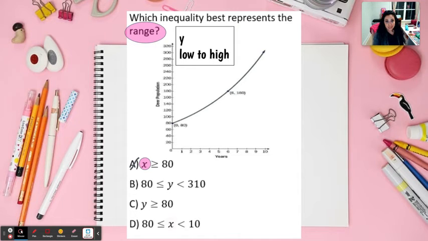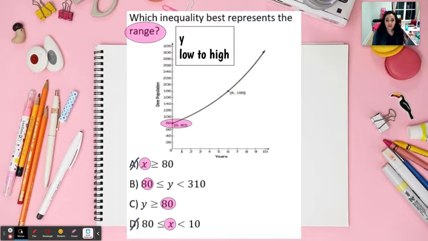Same goes for answer choice D. We have an x here. Again, x represents your domain, so D is incorrect. So we've narrowed it down to B and C. Since I'm going low to high, my low value is right here at 80. It's a little fuzzy on my screen, but I'm hoping on the paper it shows up nicer for you. So B has the low value of 80, and C only has the number 80.